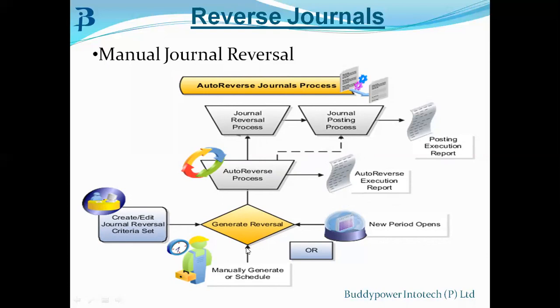Create or edit journal reversal criteria set. You can see, you can enable this. As I said, there's a launch auto reverse, first you need to enable it. You need to send those reversal journal entries either through your spreadsheets or whatever into the generate reversal. Then once you enable it, those entries automatically get reversed for your new accounting period.